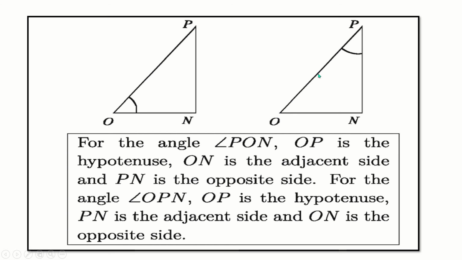Here also OP is hypotenuse because it is opposite to the right angle, here the right angle is N, and this side PN is the adjacent side, and ON is the opposite side because this is opposite to the given angle.